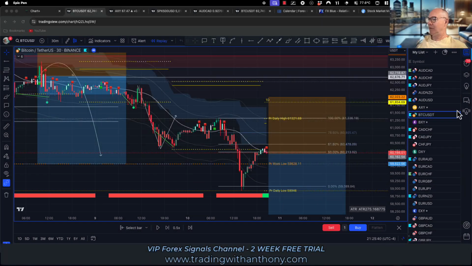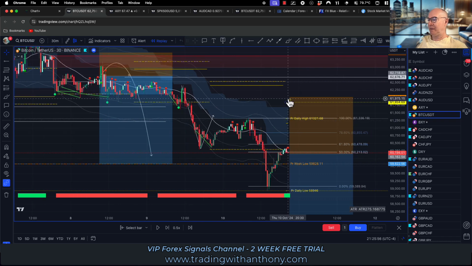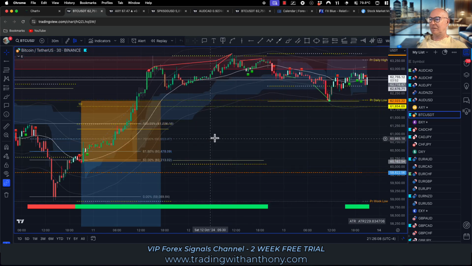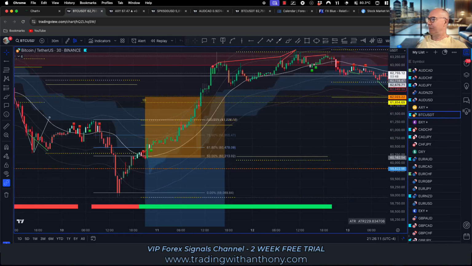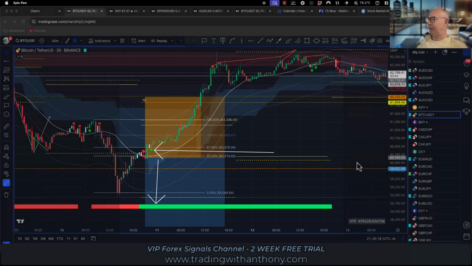So Bitcoin, I was looking for continuation. This has been really volatile. And what do we got here? This is Thursday. Okay, it decided to shift gears, and it rallied. This would have been a good signal here. This green dot on the back of this green indicator here.